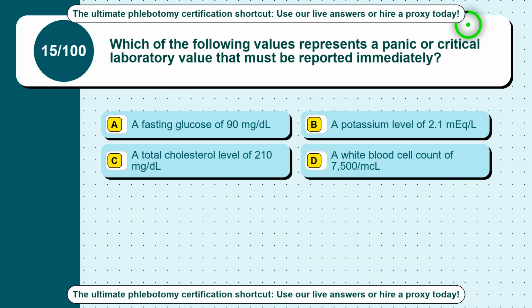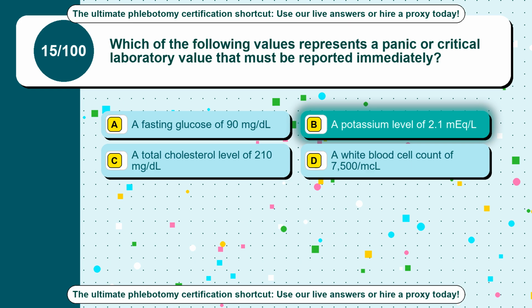Question 15. Which of the following values represents a panic or critical laboratory value that must be reported immediately? Option A, a fasting glucose of 90 mg/dL. Option B, a potassium level of 2.1 mg/L. Option C, a total cholesterol level of 210 mg/dL. Option D, a white blood cell count of 7,500/mcL. The correct answer is option B, a potassium level of 2.1 mg/L.